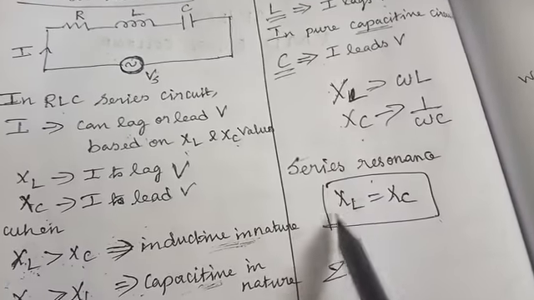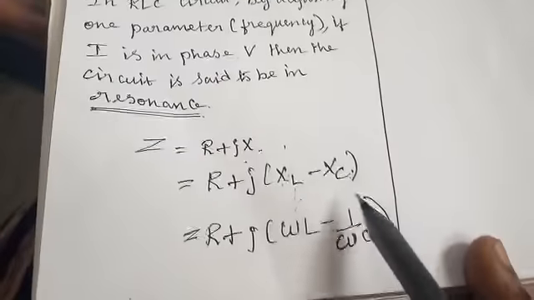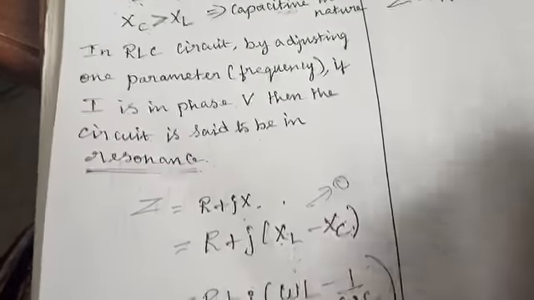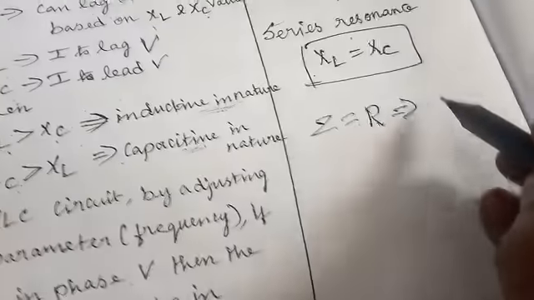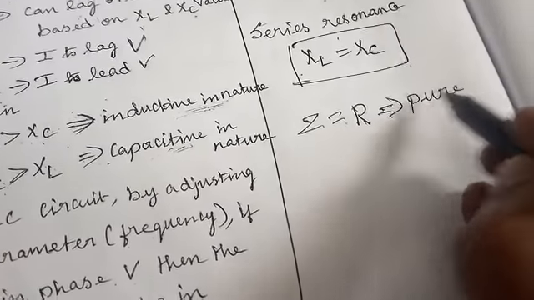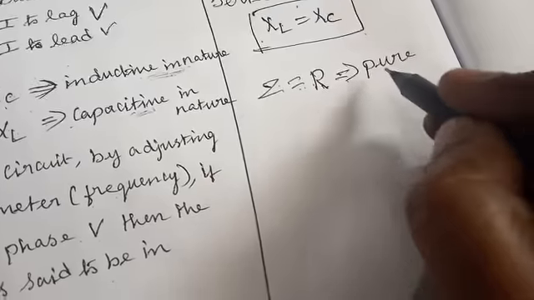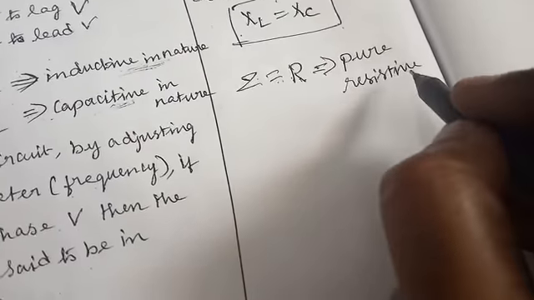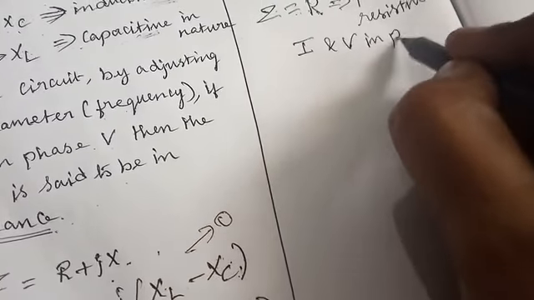That is when XL inductive reactance is equals to capacitive reactance, my Z will become R. Z வந்து R ஆகிடும். ஏன்னா அந்த reactance part 0 ஆகிடும். So therefore my Z will become R. If I say my Z is R, it means that the circuit is pure resistive circuit. Whenever I have my impedance to be R, now I can say my circuit is purely resistive circuit. In a pure resistive circuit we know that my current and voltage will be in phase with each other.